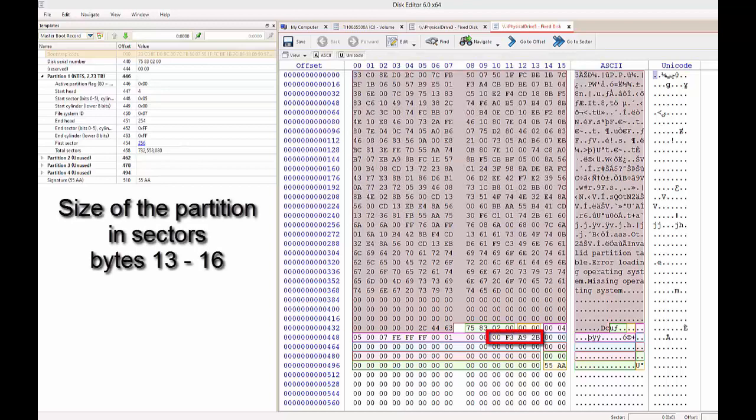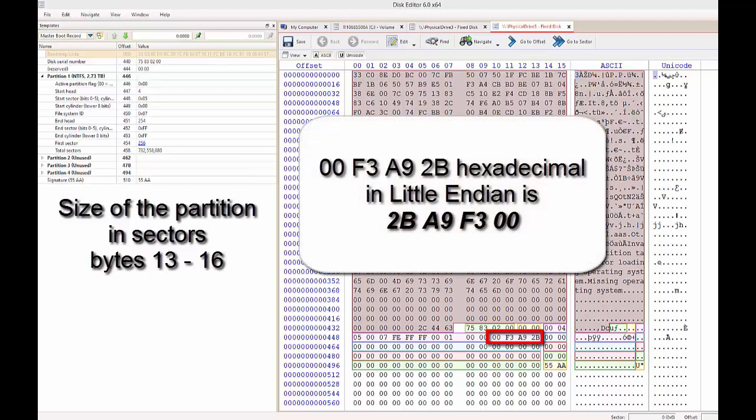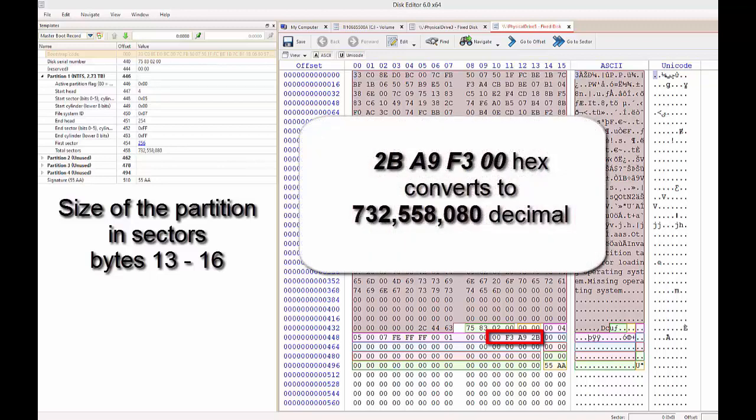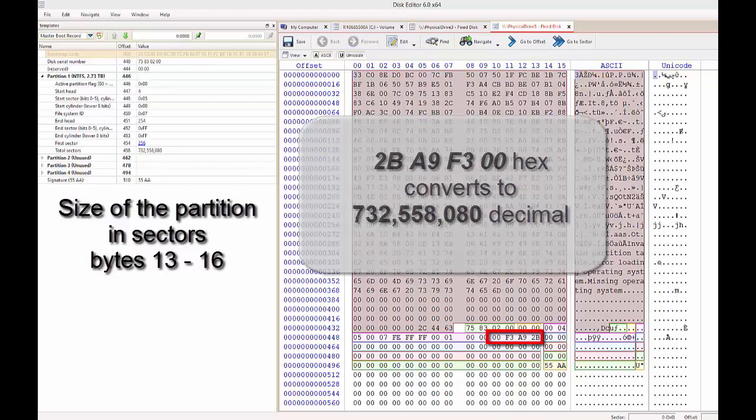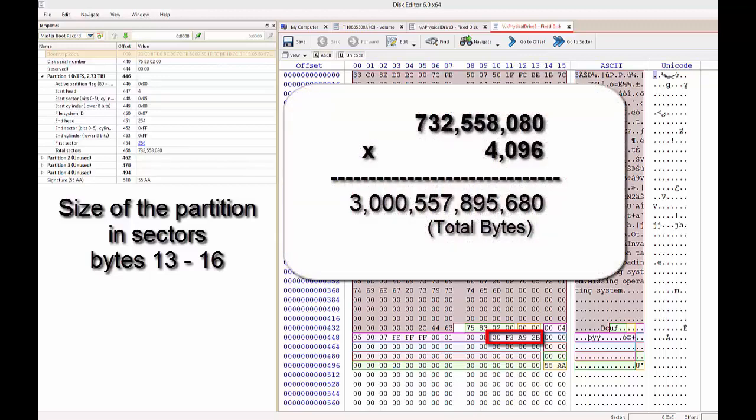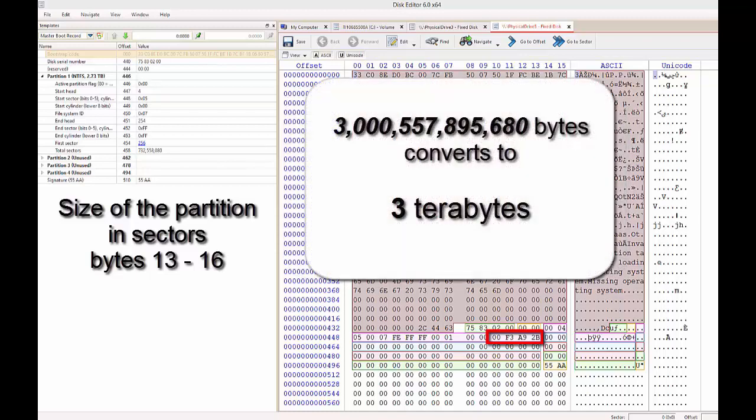Bytes 13 through 16 give us the size of the partition in sectors. To get this value, first we convert it using Little Endian from hex into decimal. Then we multiply that value by the size of a sector. If we read this value in Little Endian, we have 2B A9 F3 00. If we convert this value to decimal, it gives us 732,558,080. If we multiply this by the size of a sector, which is 4096 bytes, we get the following value in bytes: 3000557895680. This converts to 3 terabytes.